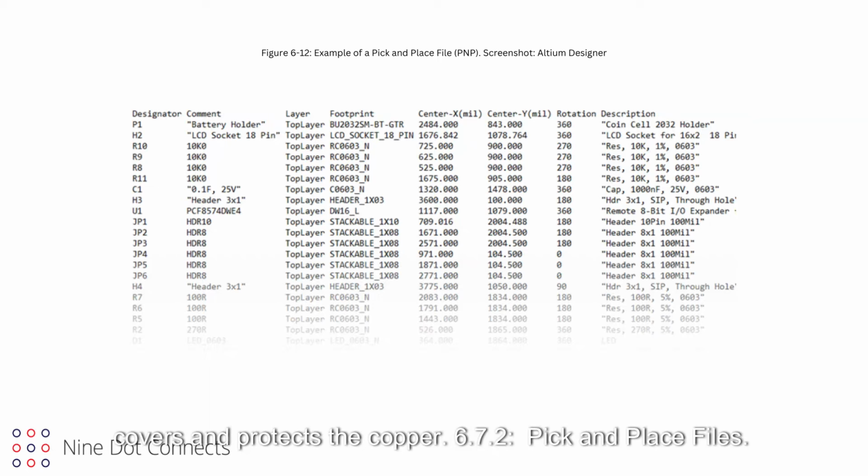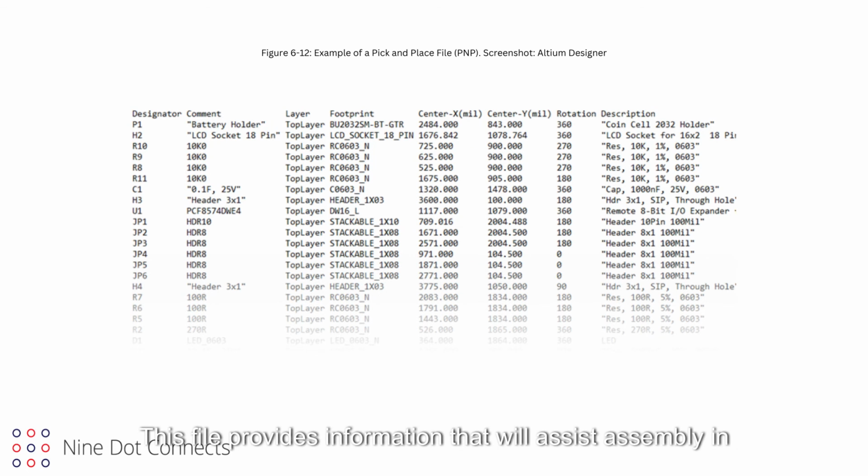6.7.2. Pick and place files. This file provides information that will assist assembly in automating their equipment for stuffing the printed circuit board with components.